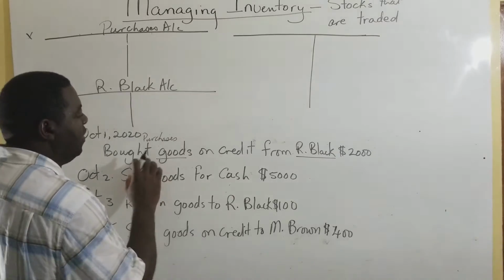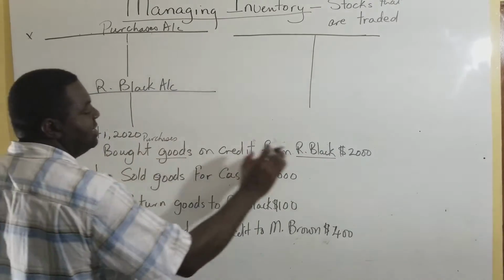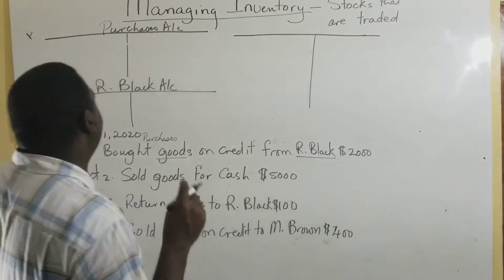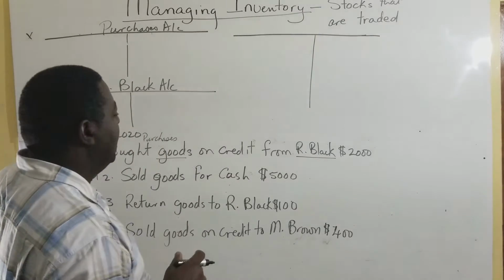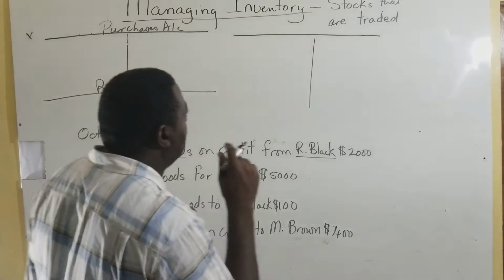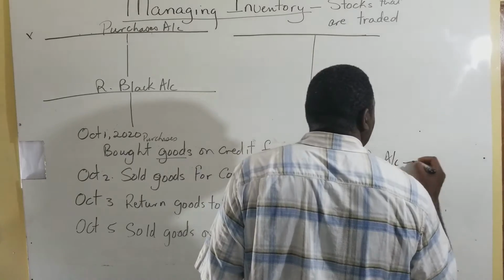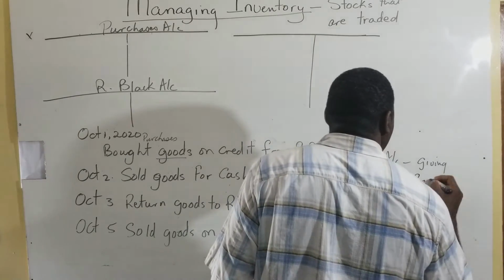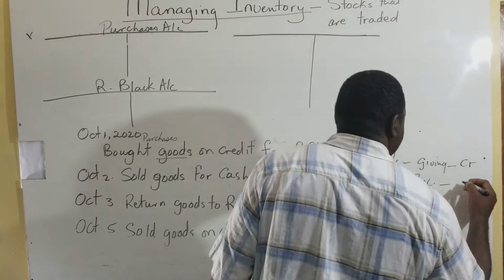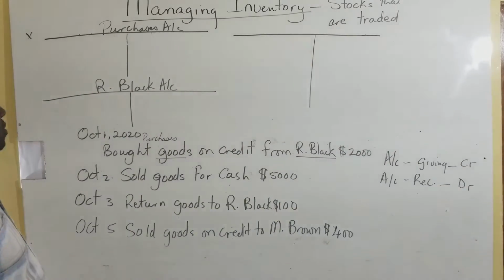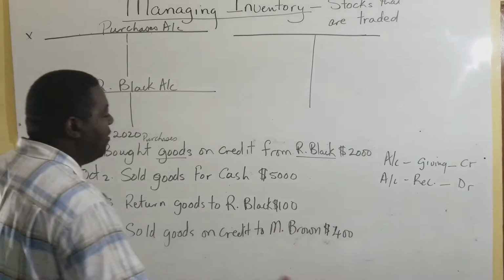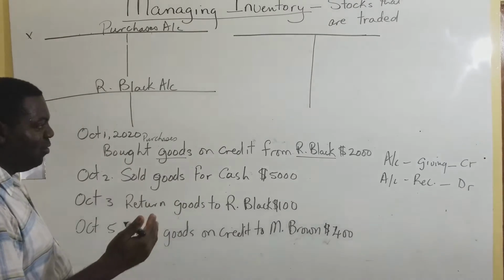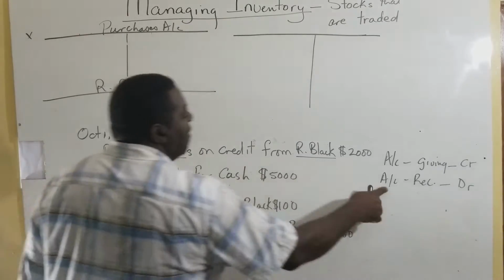Now that we have identified both accounts affected in the transaction, purchases and Black, the next accounting rule is that we're now to determine which account will be debited and which will be credited. What are the two questions we're going to ask now? One is which account is giving and which is receiving. If it is giving, we credit, and if it is receiving, we debit. So, we are buying goods. Are we receiving goods? Yes. So if we are receiving the goods, then the purchases account will be debited. Accounts that receive, we debit.